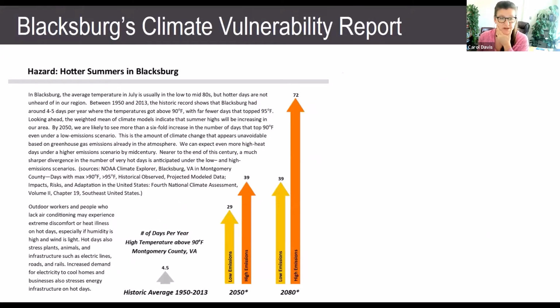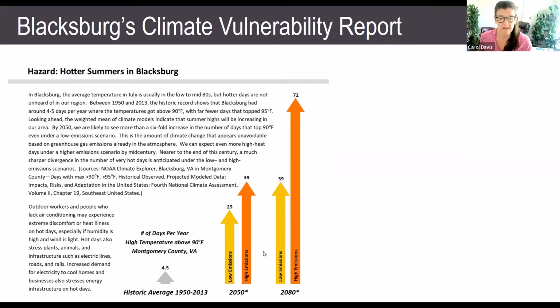So in the case of hotter summers, I think this is our most dramatic finding from the climate data and modeling. Those of us who've lived here a long time know that Blacksburg, Montgomery County, the New River Valley region is relatively temperate in terms of its summer temperature. Our historic average for the number of days per year above 90 degrees in Montgomery County has been about 4 to 5 days per year on average over the last, say, 60 years.